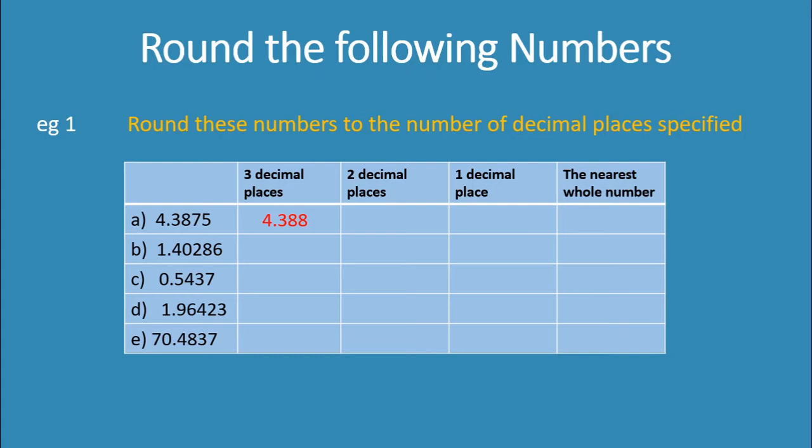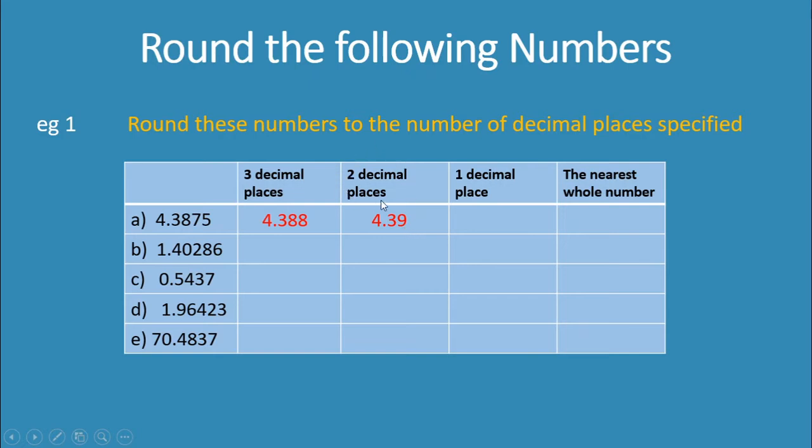Next, let's round this number to 2 decimal places. So going back to the original number here, 4.3875, that's a long number. It's got 4 decimal places to it. I want to round it to 2 decimal places. So 2 digits after the decimal, that would be where the 8 is, and the 8 has a 7 after it. 7 is definitely bigger than 5, so the 8 is going to round up. That will give us 4.39, or 4 and 39 hundredths. When we round to 2 decimal places, what we're actually doing is rounding to the hundredths position.